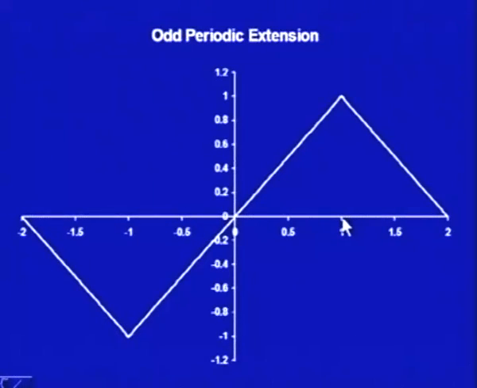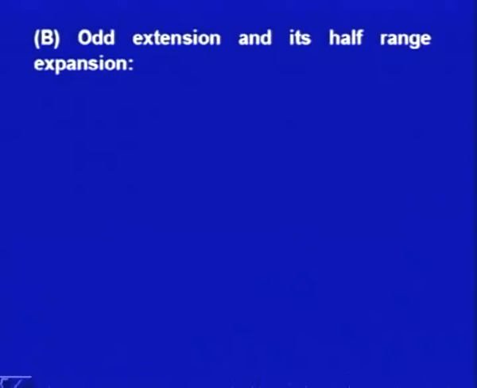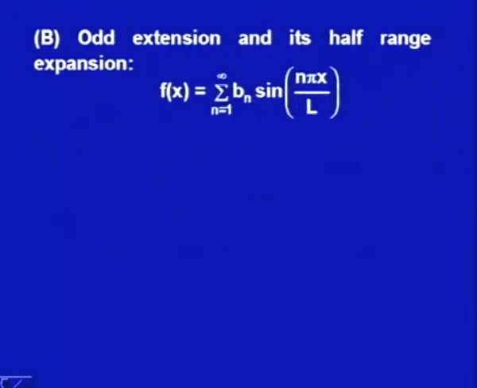So you see at 1 the value of the function was 1, while at minus 1 I require it to be minus 1. At 0.5 the value of the function was 0.5, at minus 0.5 I require it to be minus 0.5 and so on. So this is our odd extension of the function from minus L to plus L, and then we can make it a periodic function. So this is the odd periodic extension. Find out its half range expansion.